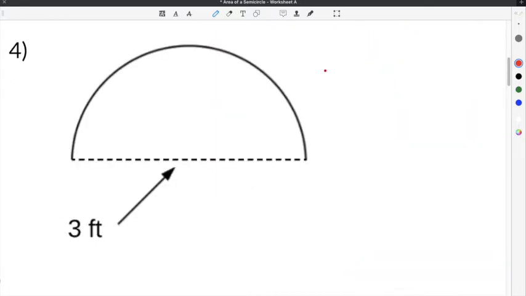The next problem on our area of a semicircle worksheet, we're going to talk about how to find the area of a semicircle with a diameter. So we know that the area of a semicircle is pi times the radius squared and then divided by 2. In the case of this problem, they don't give us the radius, they give us the whole diameter, which runs all the way across from one side of the circle to the other. So we know 3 feet is equal to the diameter.